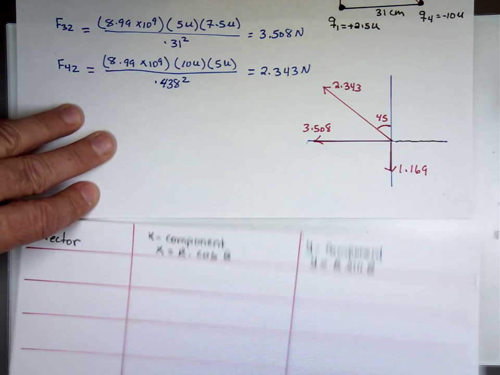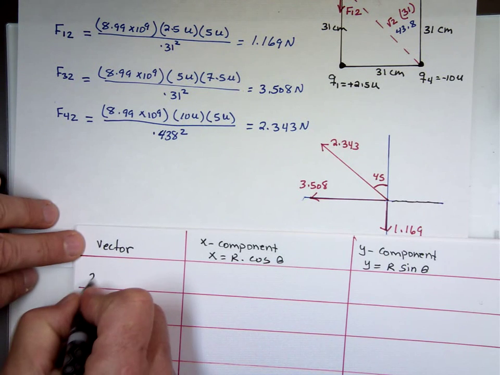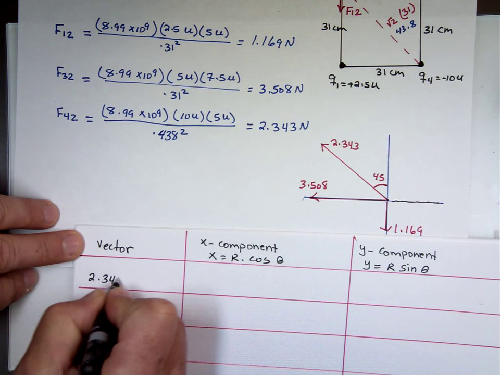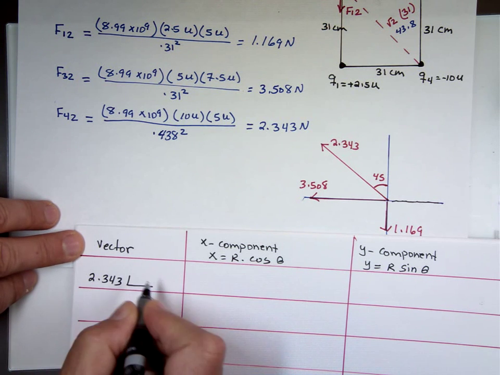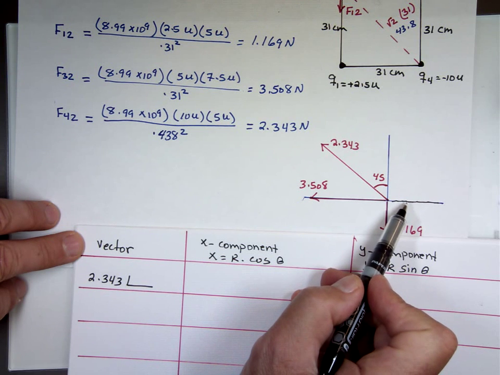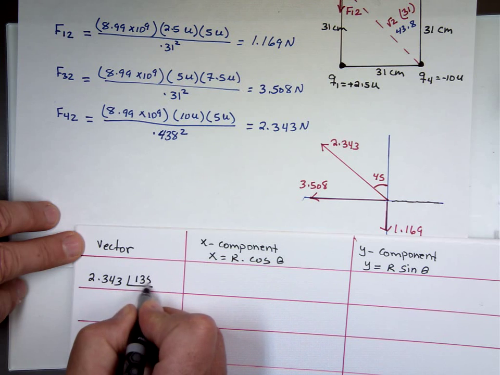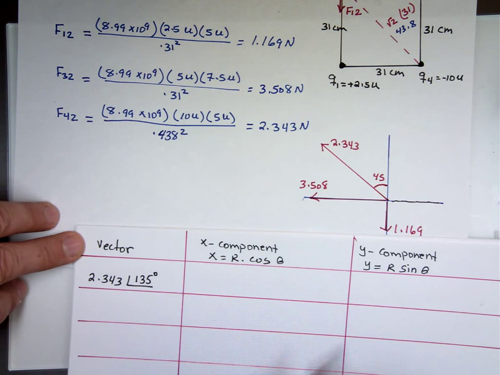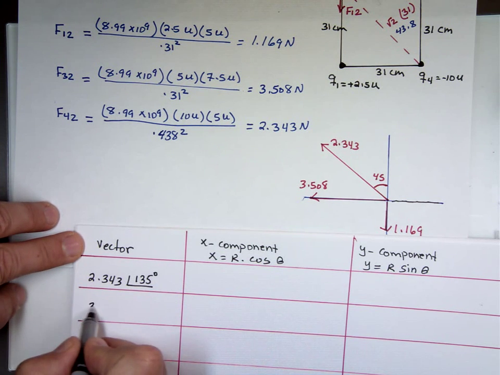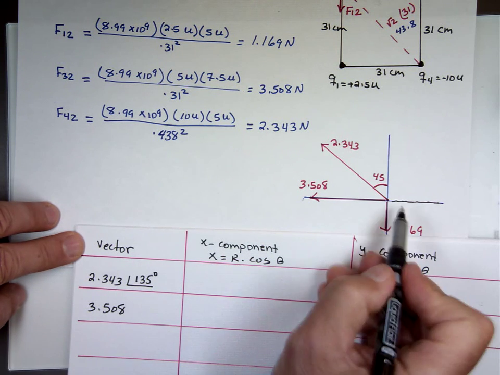So the first vector, I'll use the 2.343. And the angle is what? What's that angle? You've got to measure it from here. So 90 plus the 45, which is what? 135. The second vector, 3.508. And the angle with respect to this is what? 180.